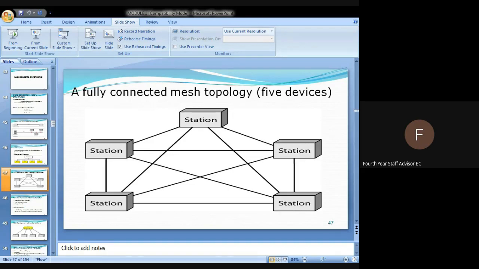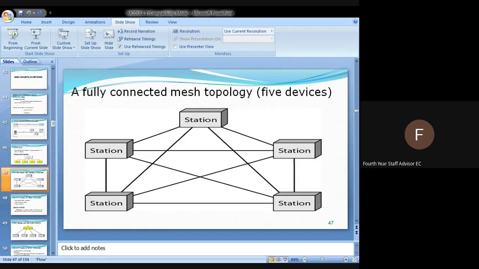But if the links can support full duplex transmission, that is, transmission where both the stations can transmit and receive at the same time, then the total number of physical links required is n into n minus 1 by 2.